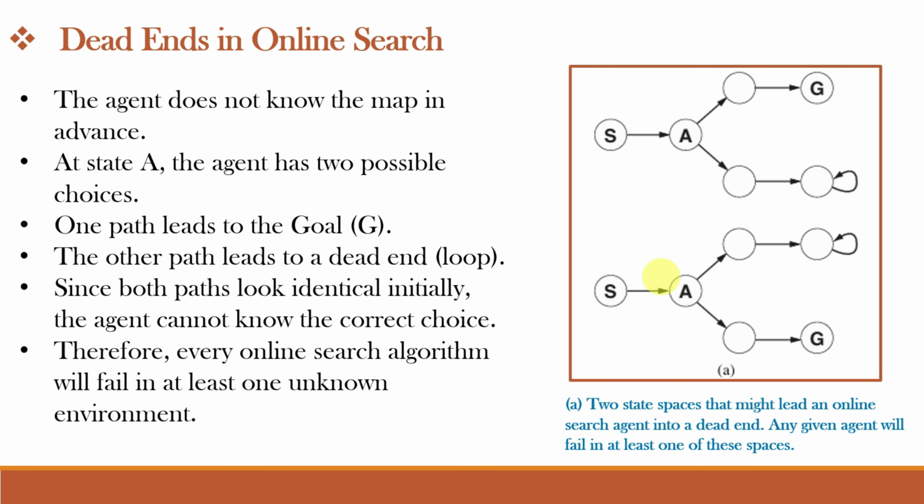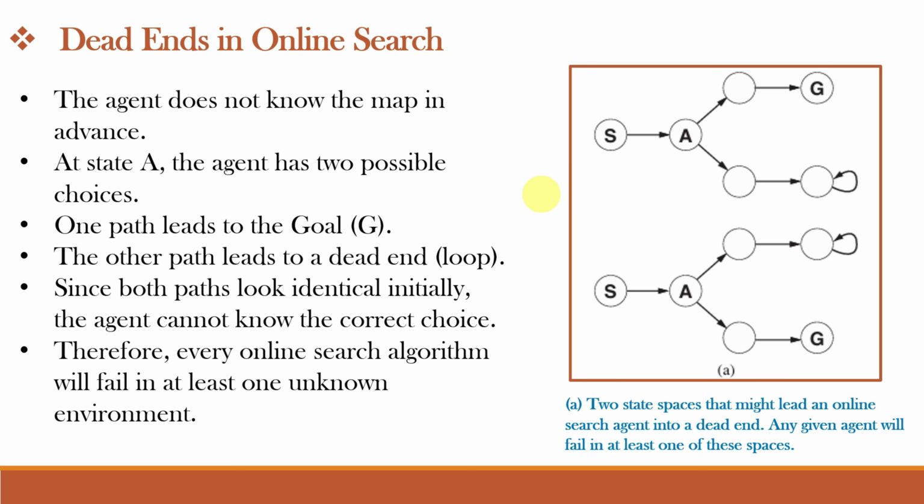And conversely, for this lower diagram, the agent reaches the goal through the lower path. So both these environments look identical when the agent is standing at A. The agent has no information to distinguish between them. It cannot predict which branch is correct. So therefore, every online search algorithm will fail in at least one unknown environment.